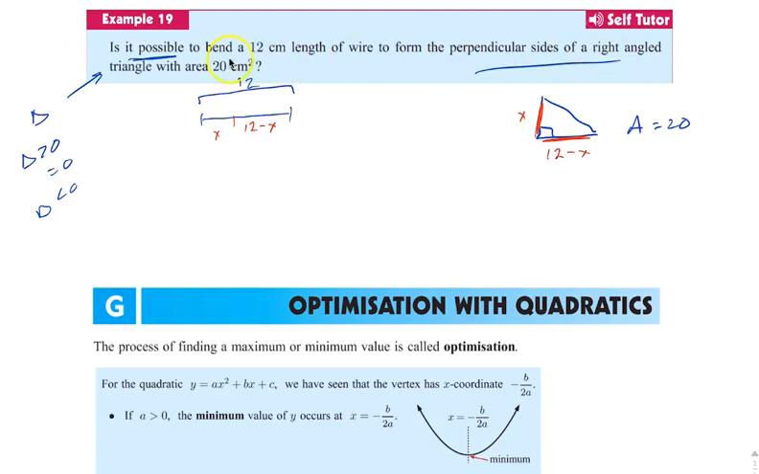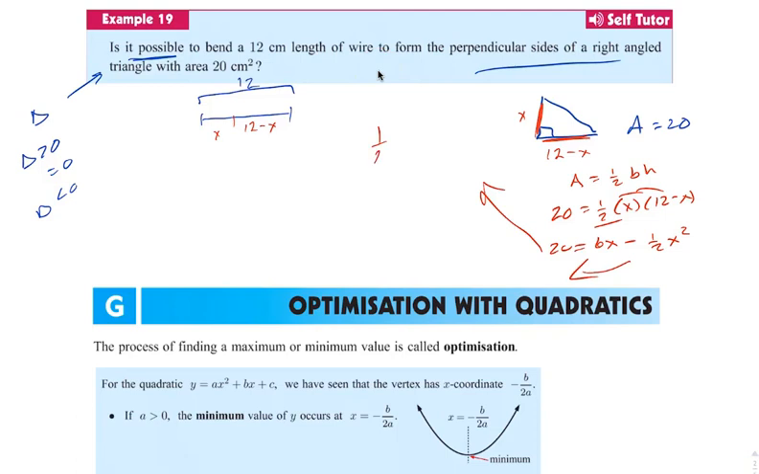And then we're talking about area of a triangle. Area of a triangle equals 1/2 base times height. So let's plug everything in. 20 should equal 1/2 x times 12 minus x. Then we just have to solve it. So I get 6x minus 1/2 x squared equals 20. Let's move everything over to that side because I just don't like negative x squares.